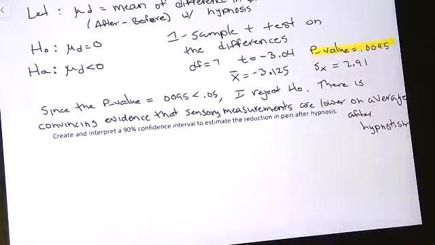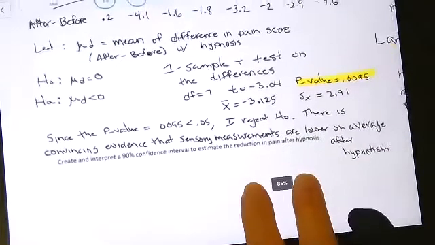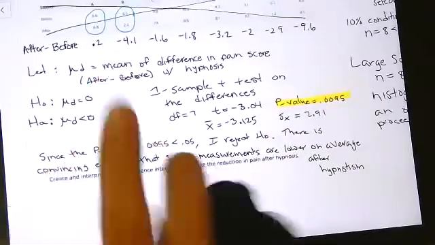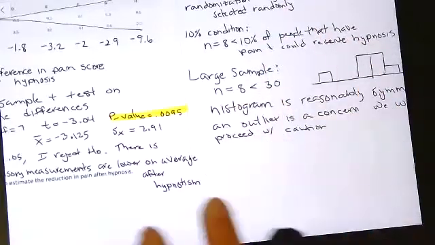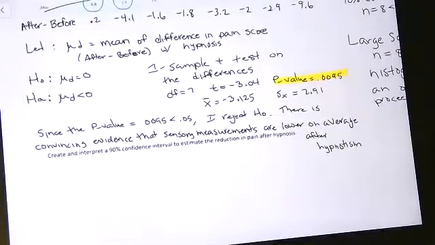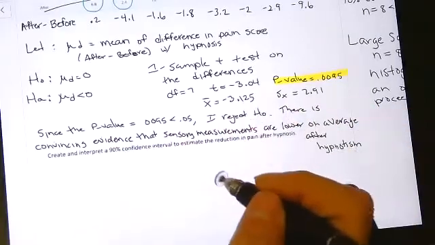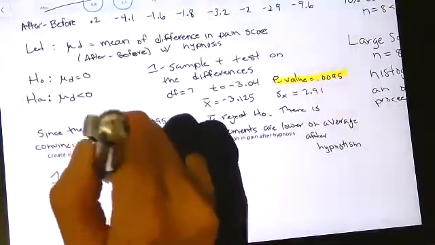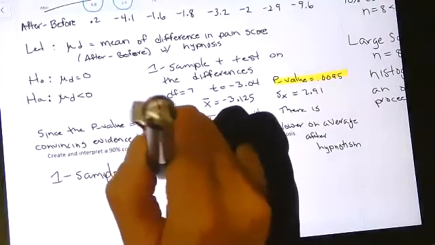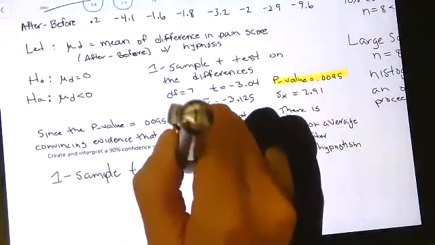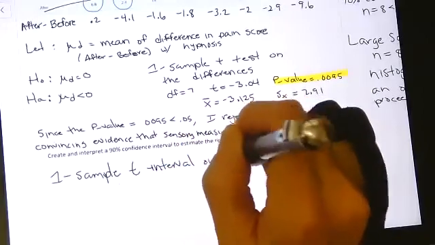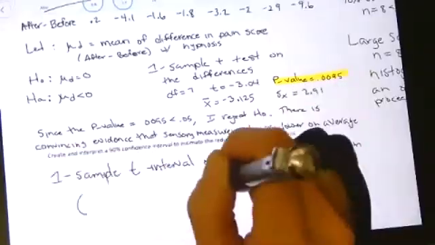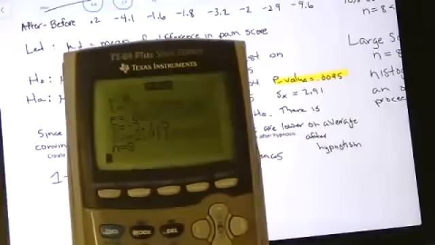Okay. It says create and interpret a 90% confidence interval to estimate the reduction in pain after hypnosis. Nice thing is we've done most of the work here. We've defined our parameter. We've checked our conditions. Don't need to do that again. So we can go straight to naming our 90% confidence interval. So we're going to do a 1 sample t interval on the differences. And that's going to give me my confidence interval.